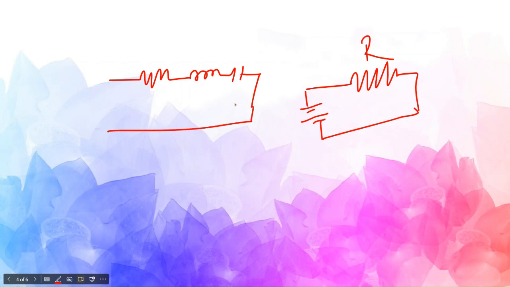Only resistance. In case of AC, we are showing resistance, but along with that, there will be an inductor and there will be a capacitor in the circuit. And that's it. That is the major difference.